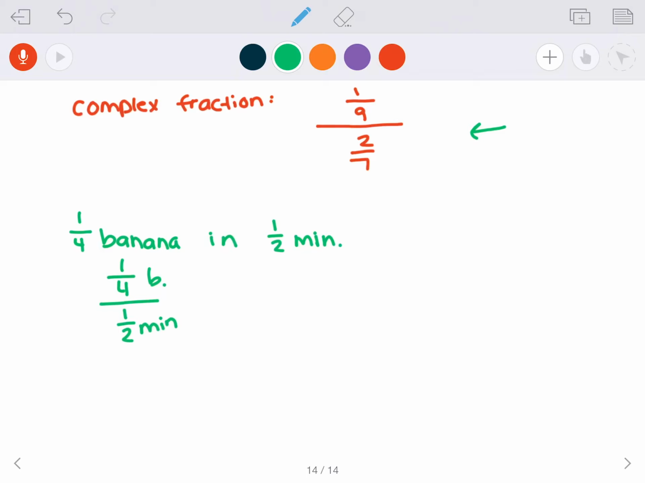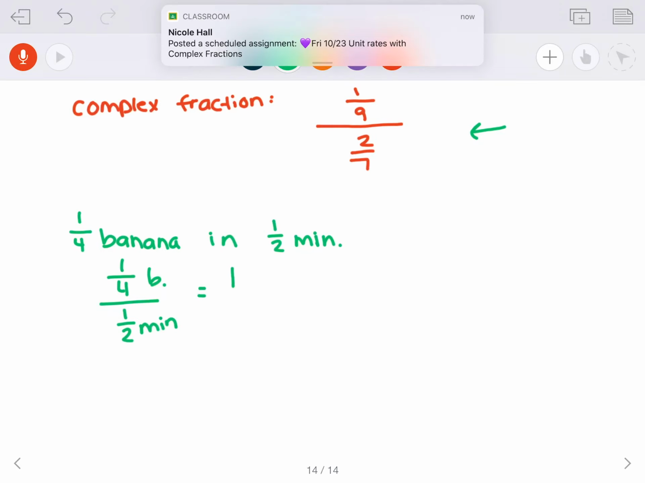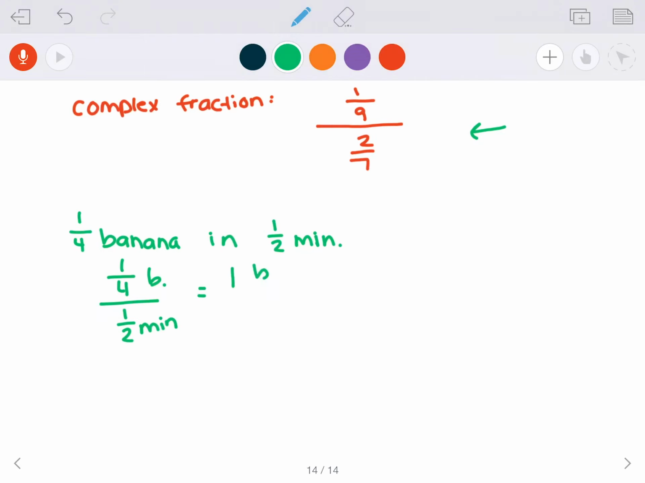And now the question is asking me how much time will he need to eat a full banana. So what that means is I need to eventually have one banana. Just like I've been doing this whole time with unit prices, unit rates, I need to think, well, how did I get from 1/4 to 1?